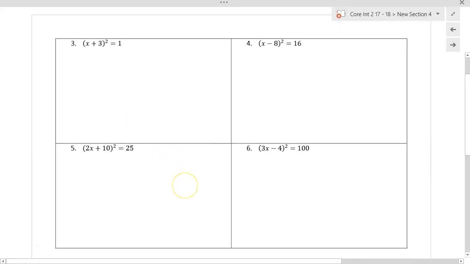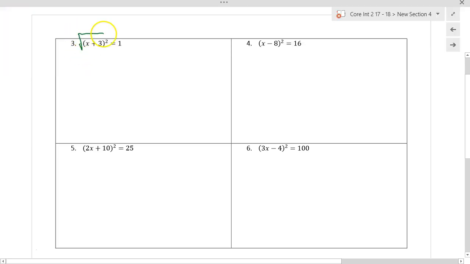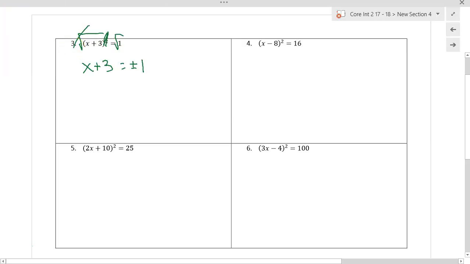Looking at number 3, I have x plus 3 squared equals 1. Still going to start by taking the square root. The square root and the squared cancel each other out. That's the 2. I'm left with x plus 3 equals, the square root of 1 is simply 1, positive negative. Now I'm just solving for x. So we're back into what we do when we solve. Remember, we always do the opposite. I'm adding 3, so I'm going to subtract 3 from both sides.